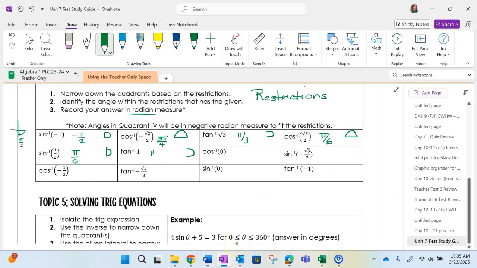So this is pi over 4. So remember, as you're doing these, if they are not in the right quadrants, then we say it does not exist. But we need to first check and make sure they are in the proper quadrants. All right, I'm going to move on to solving.